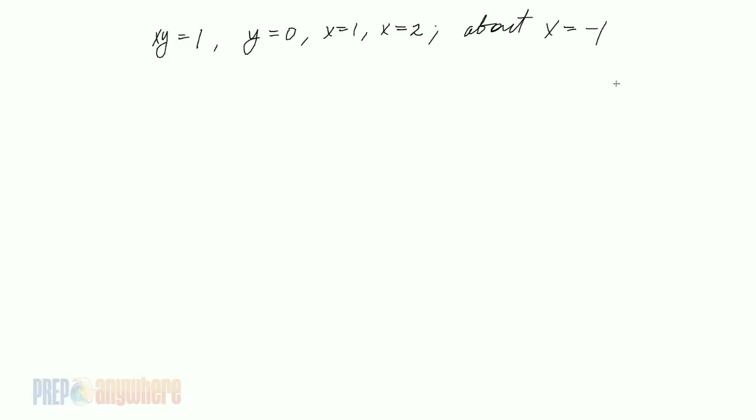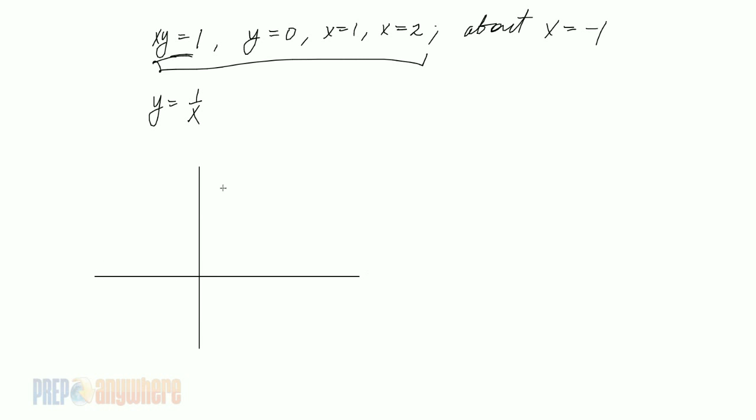Okay, so we need to find the volume of the area bounded by these conditions, rotated about x equals -1. So let me draw that. This is actually, if you isolate the y, you get 1 over x. And that's a hyperbola. So let me draw a rough hyperbola. Okay, roughly looks like that.